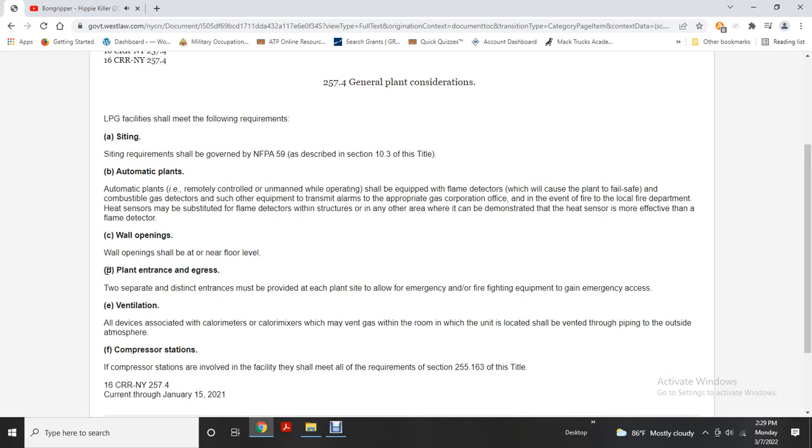Ventilation. All devices associated with the calorimeters and mixers that may vent gas within the room, when the unit is located within, shall vent through piping to the outside atmosphere. F. Compressor stations. The compressor station involved with the facility shall meet the requirements of Section 255.163 of this title.